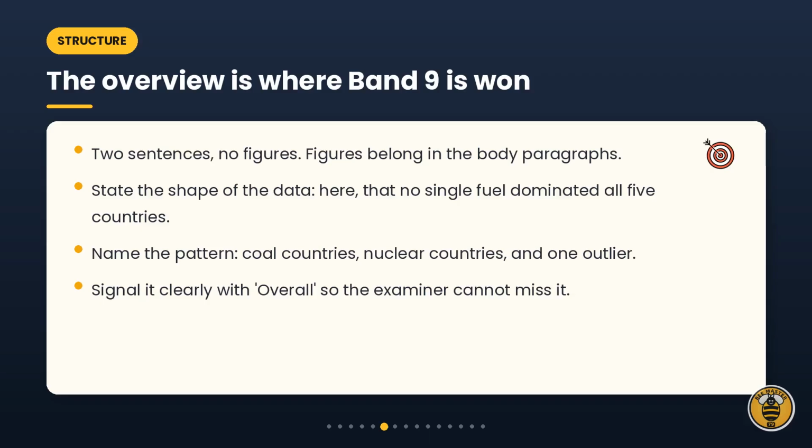The overview is where band 9 is won or lost. It is the one paragraph the examiner looks for first, and a missing overview caps your task achievement score. Keep it to 2 sentences and put no figures in it at all. Save the numbers for the body. Instead, state the shape of the data. Here, the shape is that no single fuel was used heavily by all 5 countries. Then name the pattern you found: a coal camp, a nuclear camp, and 1 country that does not fit either. And begin with the word overall, so the examiner cannot possibly miss it.